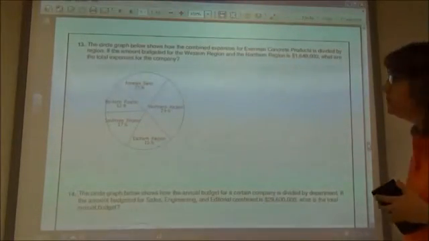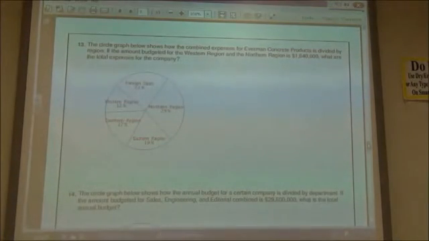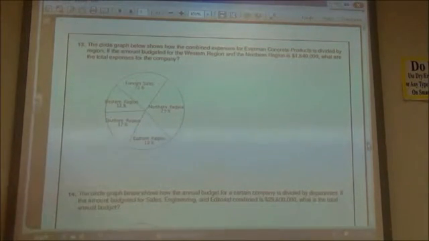Number 13, we are now doing a circle graph. It says the circle graph below shows how the combined expenses for Everman concrete projects is divided by regions. If the amount budgeted for the western region and northern region is $1,640,000, what are the total expenses of the company? Well, we really haven't talked about percents a whole lot, so you kind of need to know about percents.